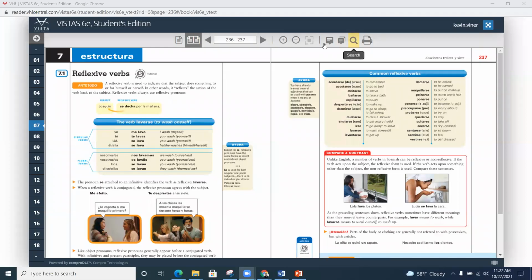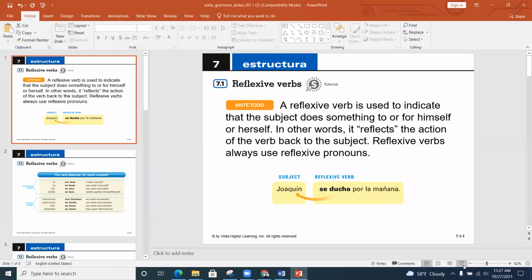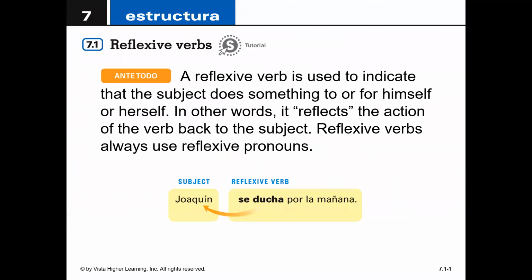Hola, clase. Today we'll be talking about Gramática 7.1, which is reflexive verbs. And you can find this in your textbook on pages 236 a 237. So that's the textbook pages. And as always, I'll be going over this PowerPoint for you.